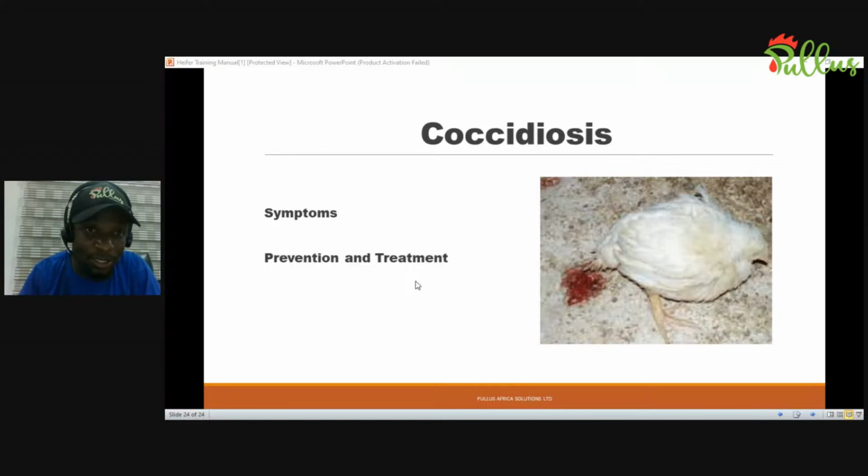And this can also be managed. It can be treated with anticoccidial drugs. We have quite a number of them. Amprolium is an example. Adacox is also an example. And so many of them that are anticoccidial drugs.